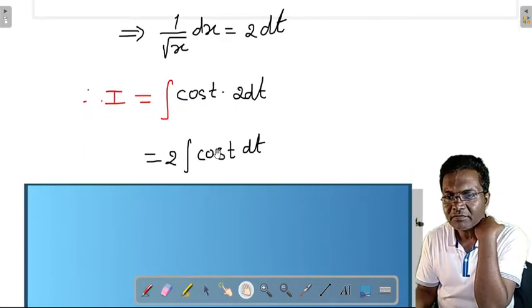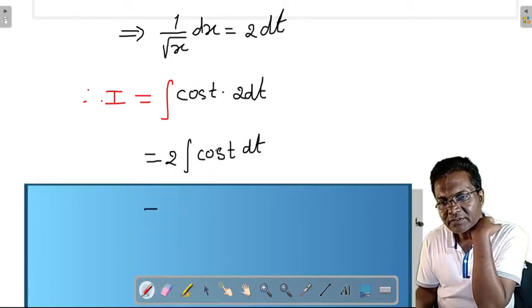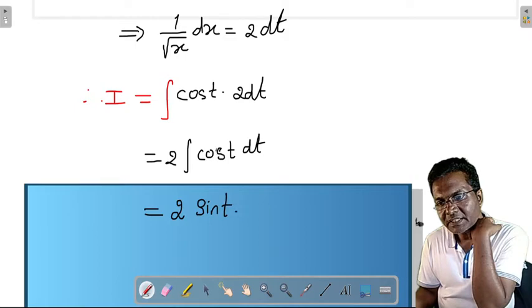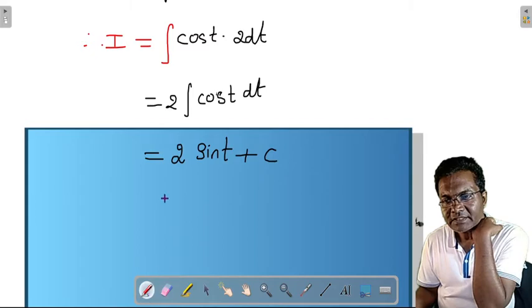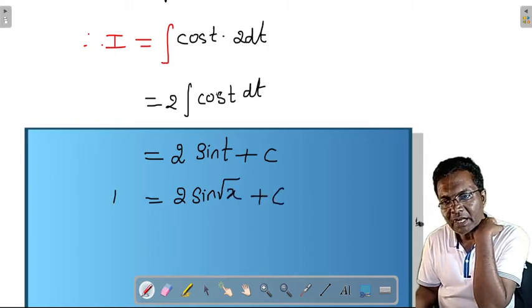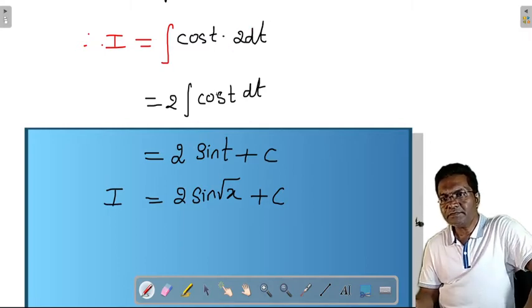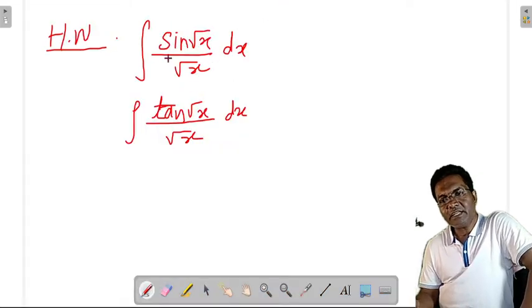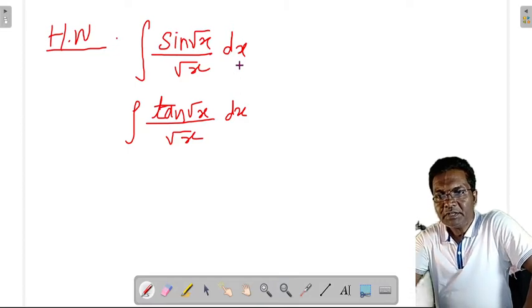Now tell me the integration of cos t. The integration of cos t is sin t, so you can write it as 2 into sin t plus c, and what is t? It is root x, so 2 sin root x plus c. This is your I. Okay, so let's have another example for your understanding. Please try this: integration of sin of root x divided by root x dx.